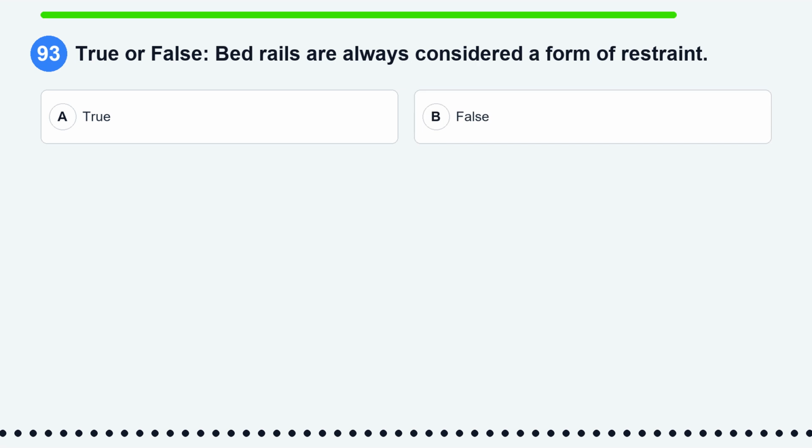Question 93. True or false, bed rails are always considered a form of restraint? Option A, true. Option B, false.